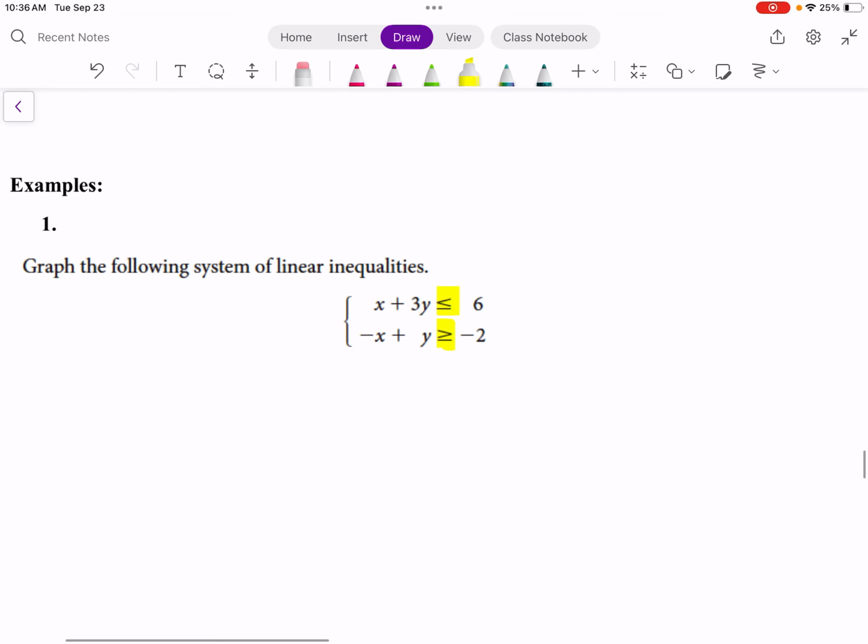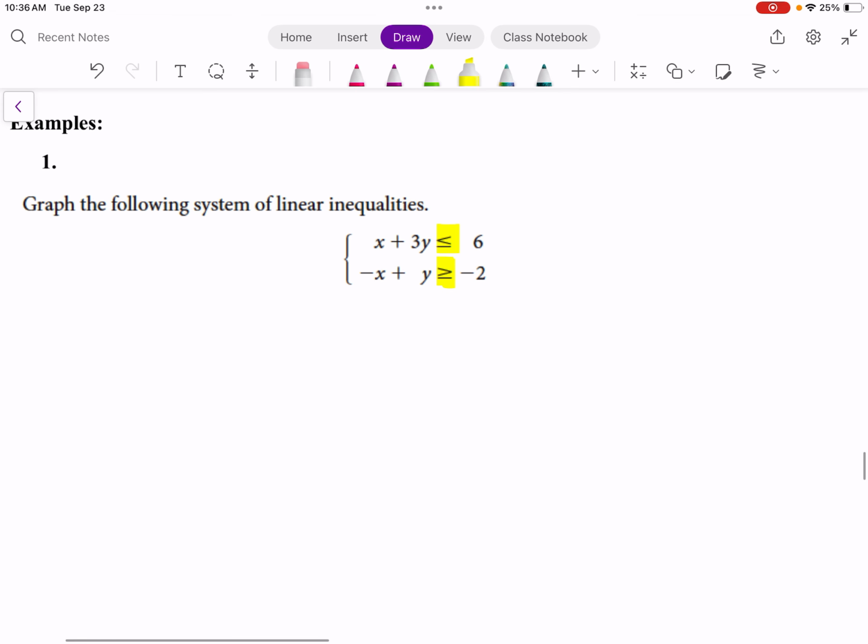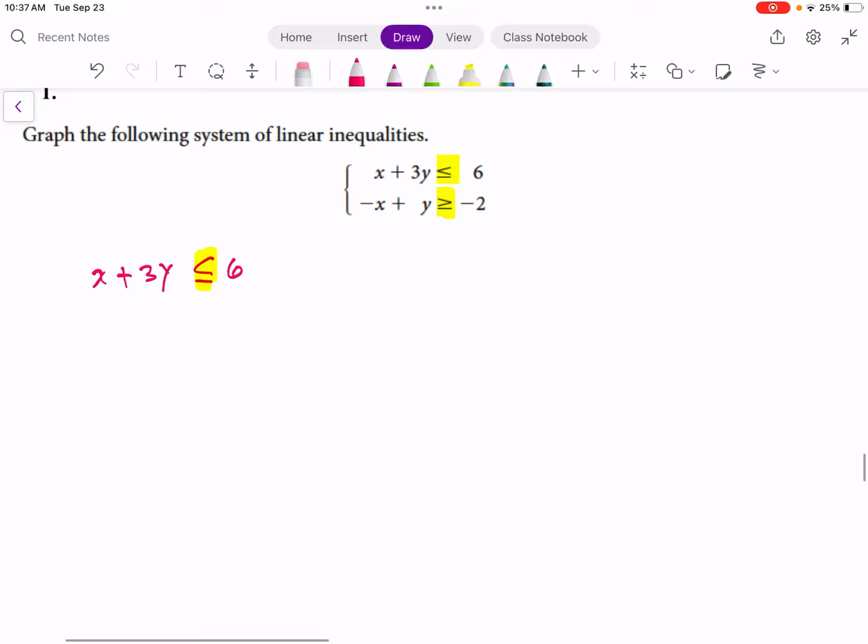Now to solve these linear inequalities, we need to graph each inequality. Let's start with the first inequality: x plus 3y less than or equal to 6. So this is our linear inequality. The very first step is that we replace this inequality sign by an equals sign. That's the first step.